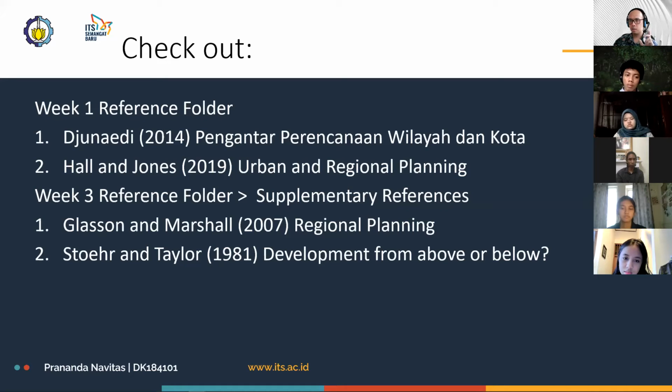If you had the time to check out our classroom, I've added a couple of folders in two different sections. I've decided to add more references to week 1. So why have I decided to create a folder in week 1? We're in week 3 now. Well, it's because the contents of the week 1 reference folders will complement the book that I gave you, Urban and Regional Planning, 5th edition. The book by Junaidi and the book by Hall and Jones would both tie in very well with the Urban and Regional Planning book.